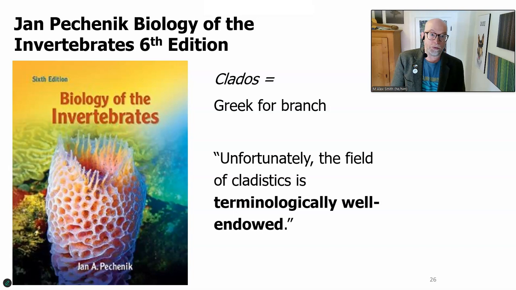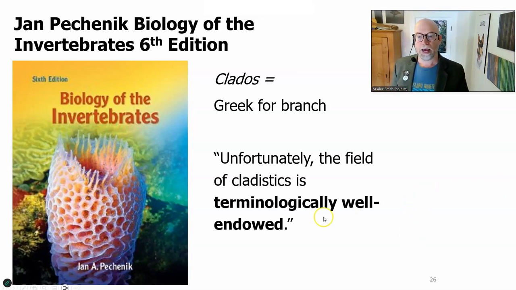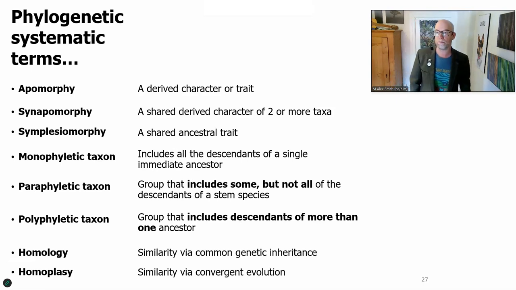Clados, when we talk about phenetics or cladistics, is derived from the Greek for branch or clade. And it is what Jan Pechenik has described, in one of the textbooks that is on reserve for this course, as a terminologically well-endowed field. So there's a lot of terms, and I'm going to talk about them, and then we're going to use some pictures, and you can pause me to kind of share how we identify those kinds of things.